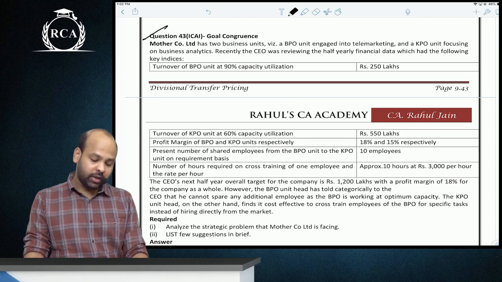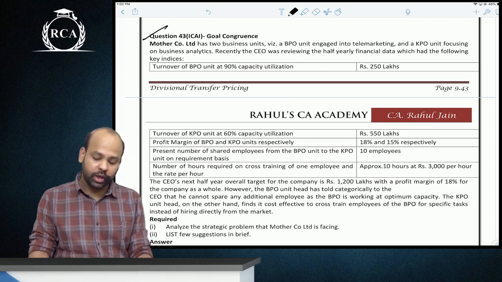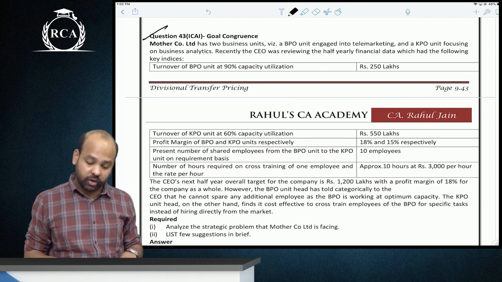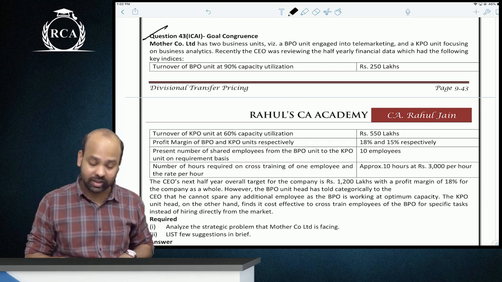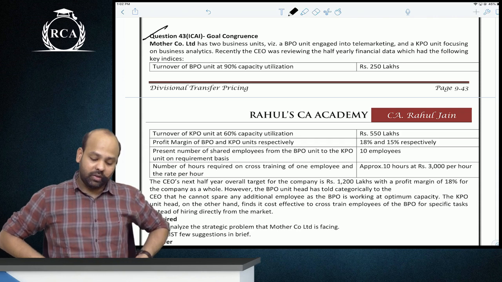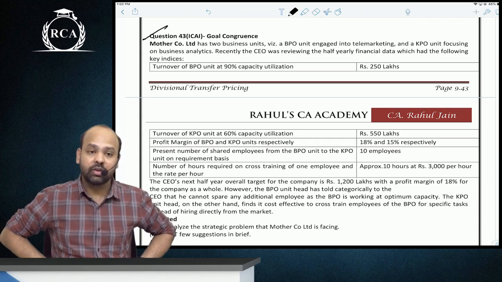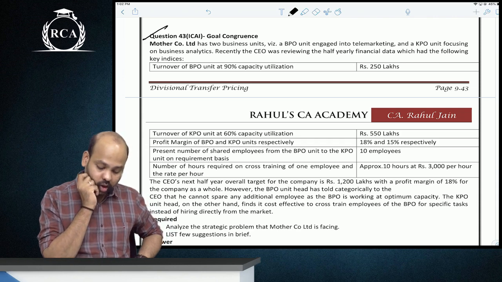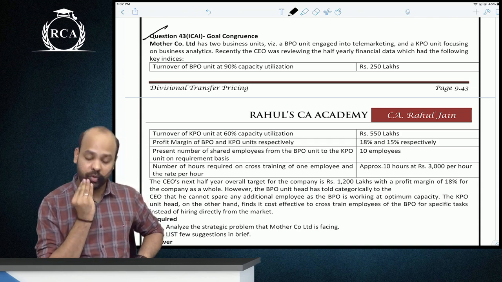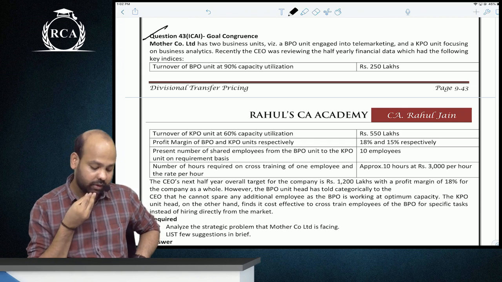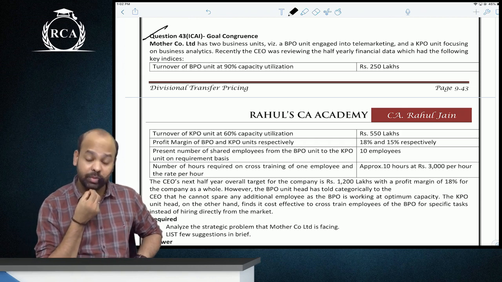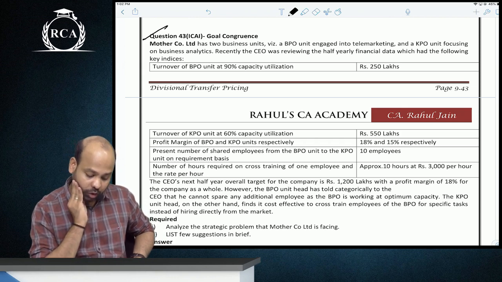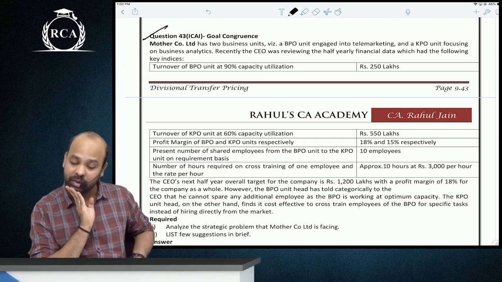Mother company limited has two business units, a BPO unit engaged in telemarketing and a KPO unit. KPO is a knowledge process outsourcing unit focusing on business analytics. Recently the CEO was reviewing the half yearly financial data, which had the following key indices. The turnover of the BPO unit at 90% capacity utilization was 250 lakhs. The turnover of the KPO unit at 60% capacity utilization was 550 lakhs. The profit margins of BPO and KPO units are 18% and 15% respectively.